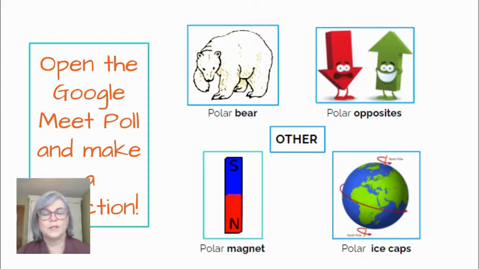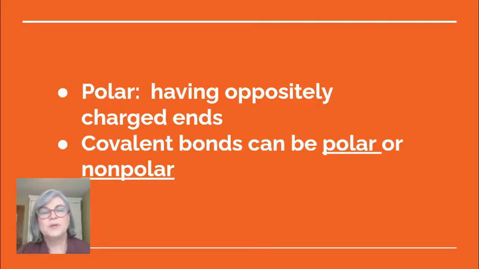So most of these words have a meaning that draws your mind or your image to things that are opposites, except for maybe polar bears, and they're polar because they live at opposite ends of the globe. In chemistry, our definition of polar is going to be having oppositely charged ends. And that's one of the unique features of covalent bonds. They can either be polar, have oppositely charged ends, or nonpolar. And nonpolar means that they don't have those oppositely charged ends.